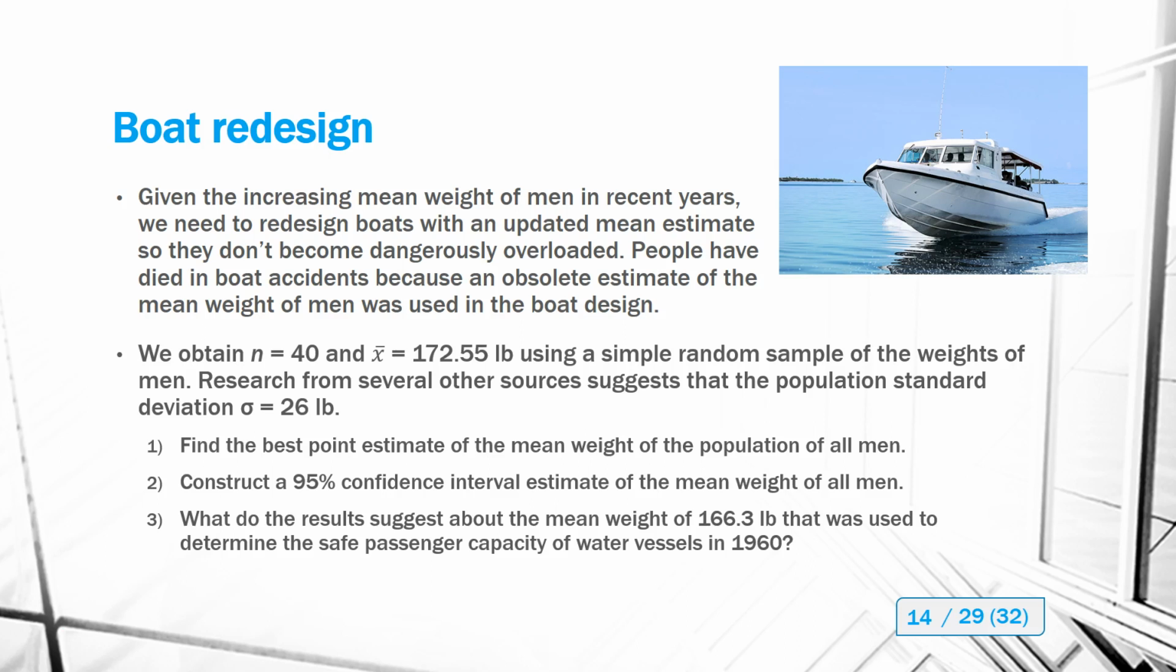Now, with all of this information collected, we're asked 3 items. First, find the best point estimate of the mean weight of the population of all men. Second, construct a 95% confidence interval estimate. And then, what do the results suggest about the mean weight of 166.3 that was used to determine the safe passenger capacity of water vehicles back in 1960?